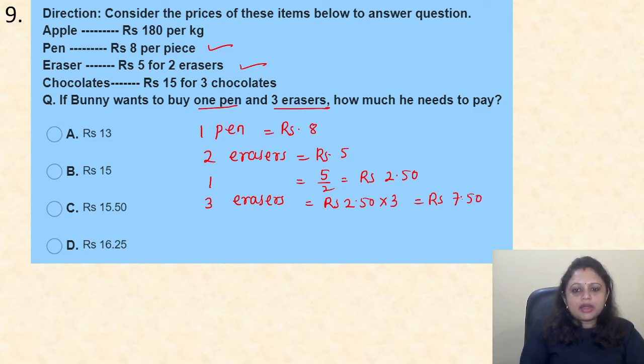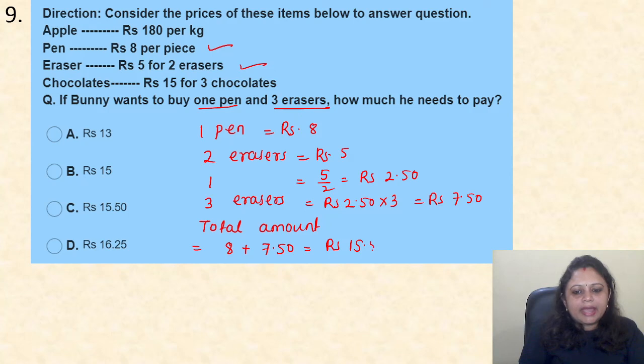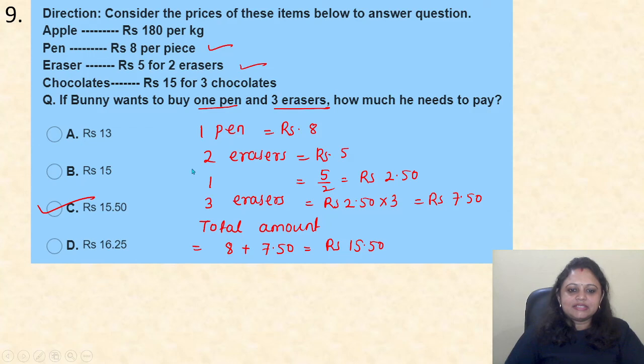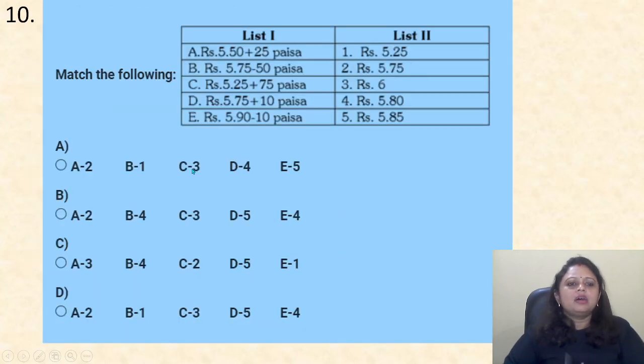And we have to add, right? How much does he need to pay? We just have to add the whole thing. When we add one pen, that is rupees 8, and 3 erasers, that is rupees 7.50, the total amount is 8 rupees plus 7 rupees 50 paisa, that is rupees 15 and 50 paisa, and it is present in option C. Got it? Yes.